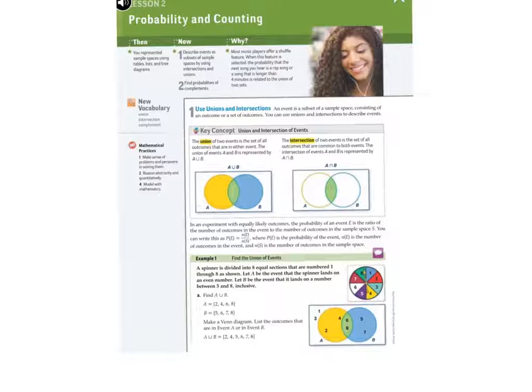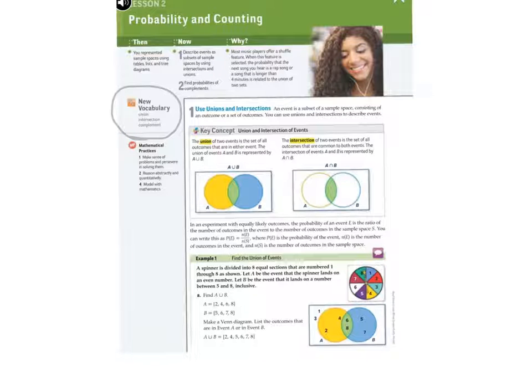All right, 12.2, probability and counting. Again, before you start anything, let's check your new vocabulary. You've got union, you've got intersection, and you've got complement. Be careful, it's not the same as complementary angles, this is complement. So let's start off with the first one, which is union.